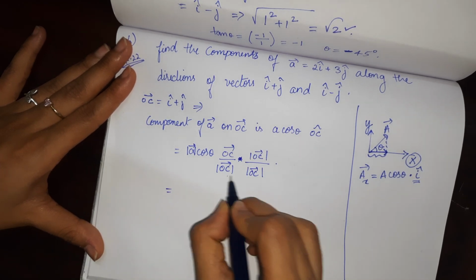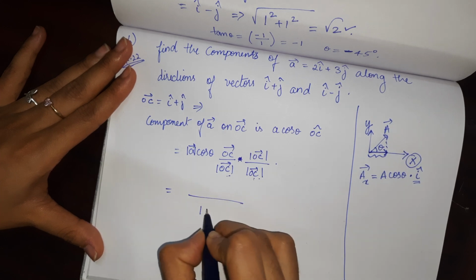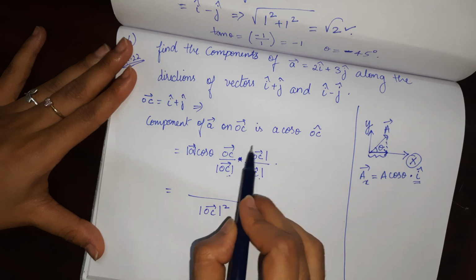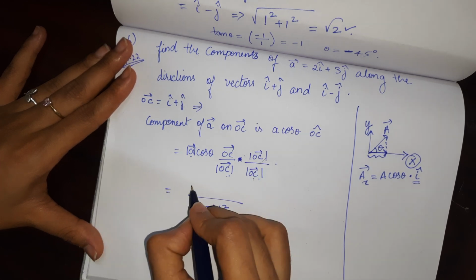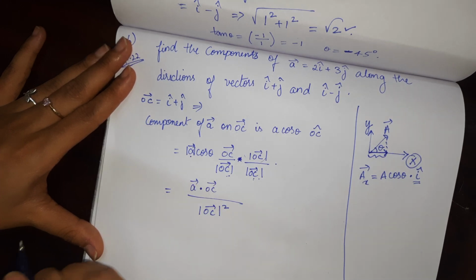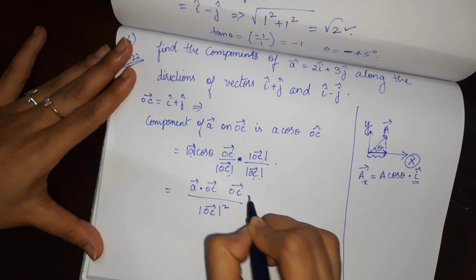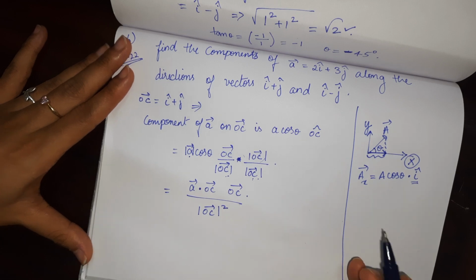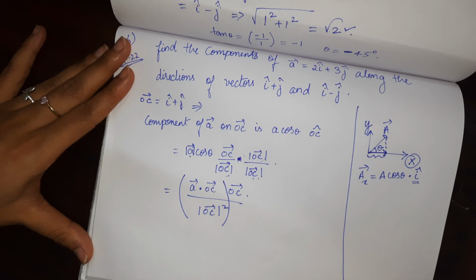Now let us see in the denominator what we are getting. We have two moduli, so we will make the square of this. And in the numerator we have A, modulus of OC, into cos theta, so that is nothing but A vector dot OC vector. That is into OC vector, so this is separate. We just have to substitute all the values here and then we will get the answer. So this whole thing is multiplied with OC.